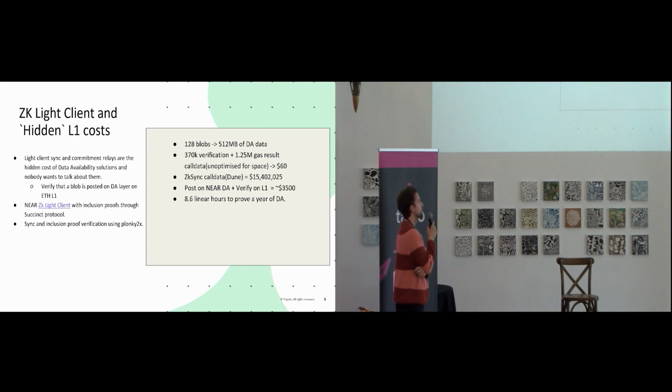with Succinct right now to provide a ZK light client, a Near ZK light client, that would also involve inclusion proofs of these blob data. We did a test, and we managed to get the cost of this from, I think it's $15 million, more or less, to 2.5K for 1 year of data for ZKsync. And we want to get it lower, but I think this is a very, very good price point for any rollup that wants to use Near DA and wants to get their inclusion proofs or any kind of proof on Ethereum L1 to directly interact with it. Like I said, we're doing syncing and inclusion proofs using Plonky2, which is also something that we're excited about.